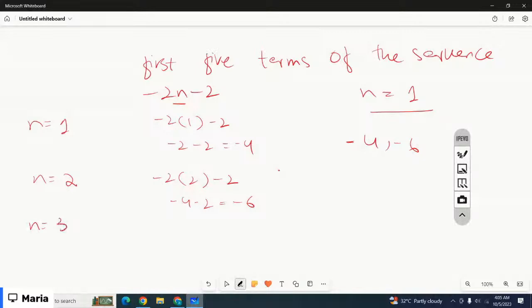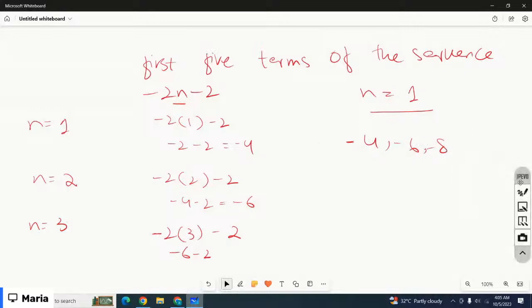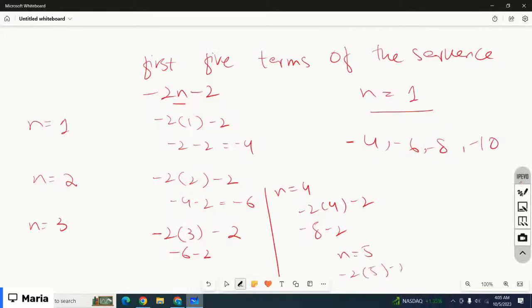Then you have n equals 3. So it would be -2 times 3 minus 2. -6 minus 2, that would be -8, right? Okay. The next one is n equals 4. Replace the n with 4. So -2 times 4 minus 2. So that would be -8 minus 2. That means the next one is -10, right? Then the next one is n equals 5. So that would be -2 times 5 minus 2. So that would be -12. So the sequence is -4, -6, -8, -10, and -12.